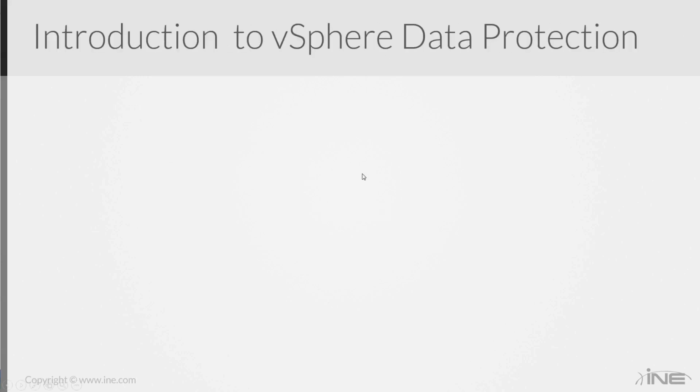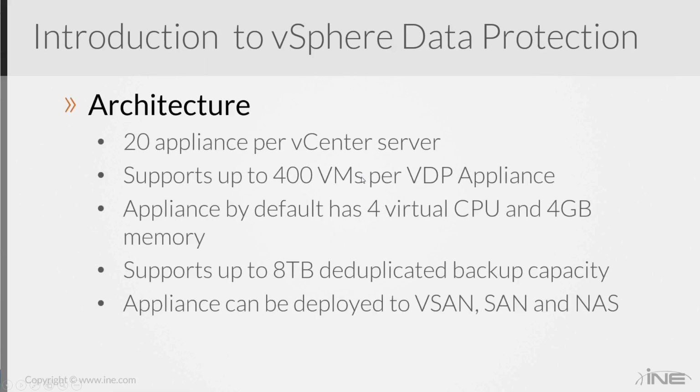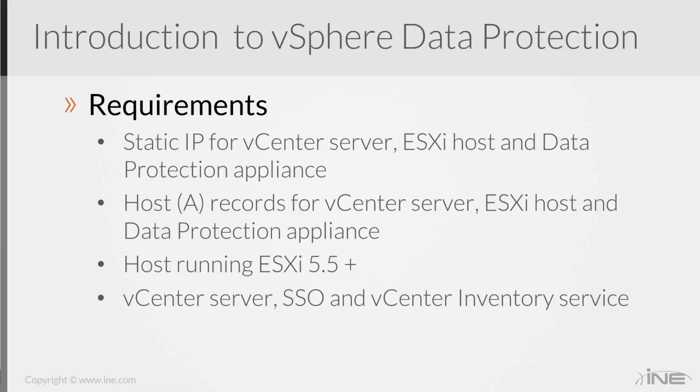Let's get to the requirements. In terms of requirements, you would firstly want to ensure that you have static IP addresses configured for the vSphere Data Protection appliance, for your vCenter server, and also for your ESXi host. Secondly, you would want to ensure that you have both forward and reverse host records set up on your DNS server, both for the vSphere Data Protection appliance and the vCenter server. Also, you would want to set this up for your ESXi host too.